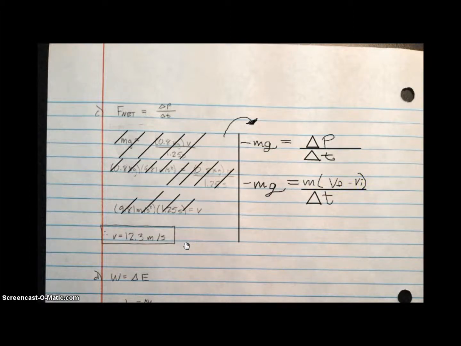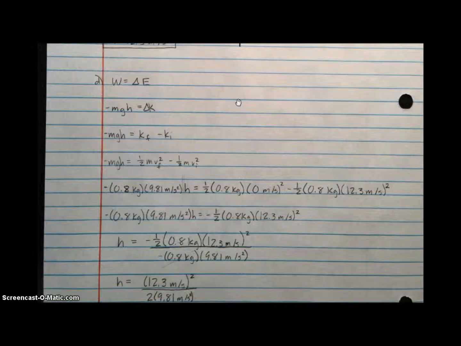per second. Next, we're asked to find the maximum height that the ball reaches. The work energy principle can be broken down into the final potential energy is equal to the change in kinetic energy, which is convenient because h is the variable that we're looking for.